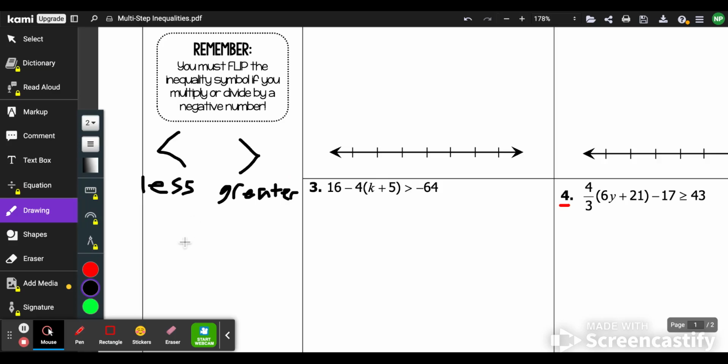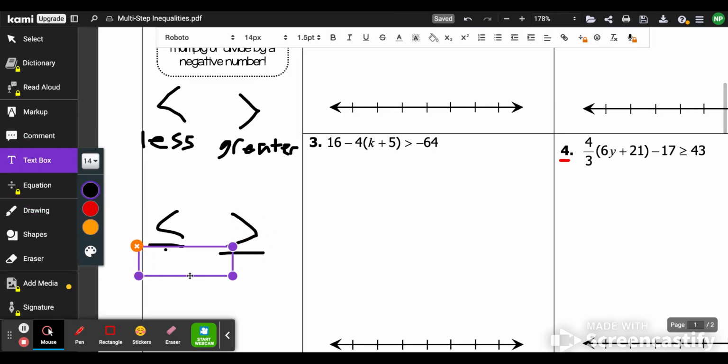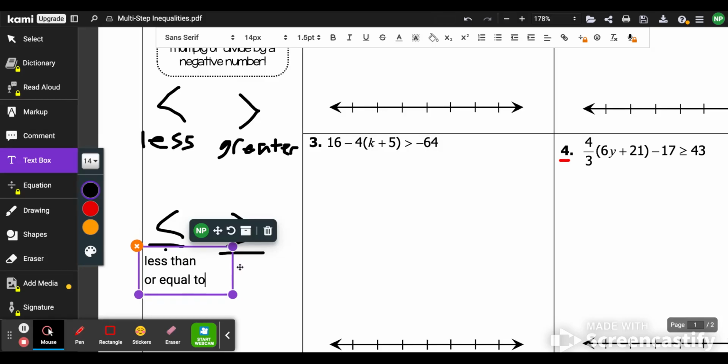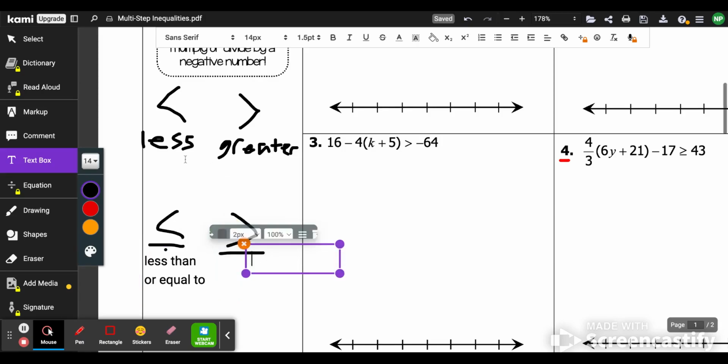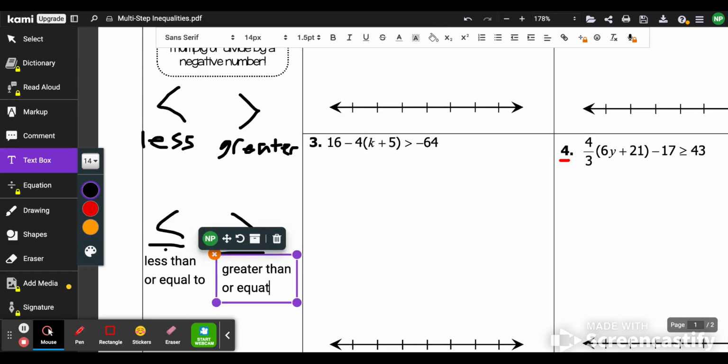Okay, and then if it has the line underneath it, so less than or equal to. So this is less than or equal to. And this is greater than or equal to. So this might be easier. So less than or equal to. And then this over here is greater than or equal to.